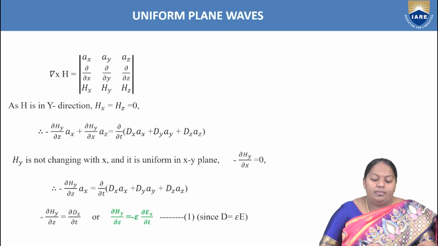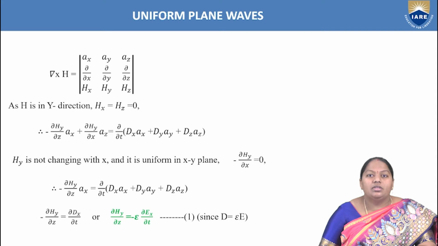Okay. Then, previously we have written on the RHS part the equation ∂D̄/∂t, and D can be expressed in vector form, meaning Dx ax plus Dy ay plus Dz az.